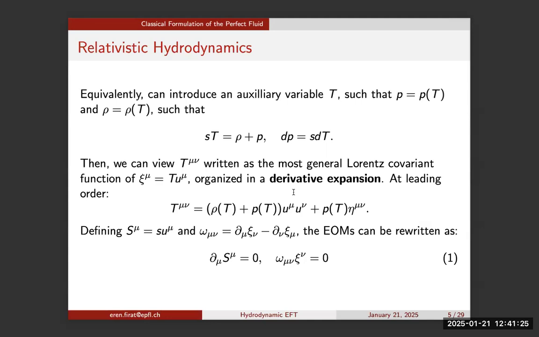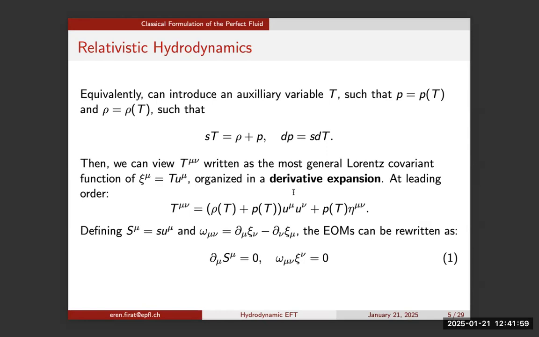And then we can think of the stress energy tensor to just be the most generic function of this vector psi mu written in a derivative expansion. At leading order, one obtains a very good structure, and this is just the stress energy tensor of the perfect fluid. And then if we go to higher order, we can get Navier-Stokes equations and so on and so on. And then if we stick at the first order, there is some conservation law.